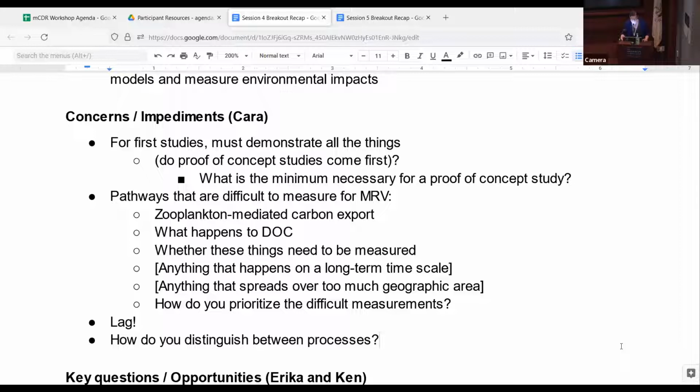We talked about issues of lag. So potentially impacts that could happen long after you actually perturb the system might also be important to monitor. And then just a general question of the challenges of distinguishing between different processes, to be able to actually isolate how much carbon was removed from whatever perturbation you're adding to the system. And I'll leave it there.